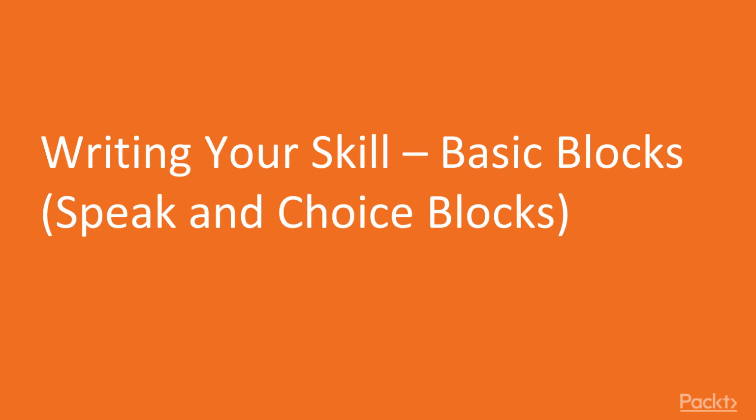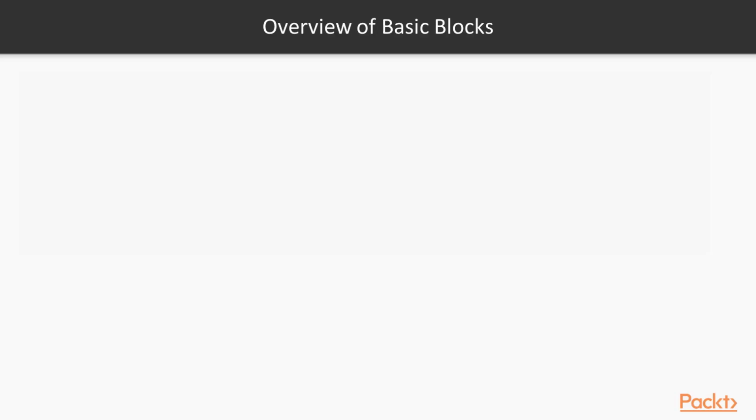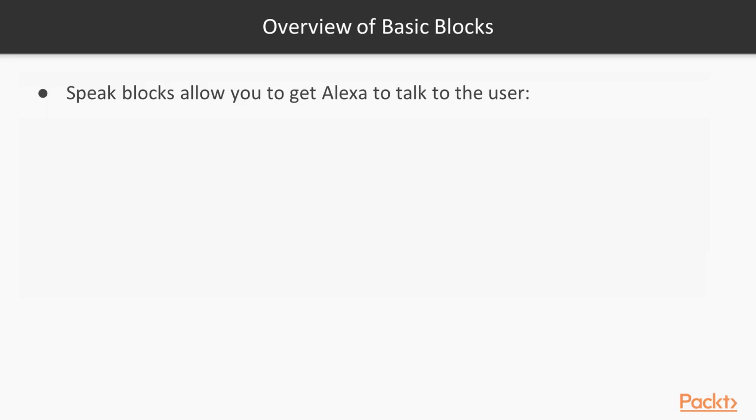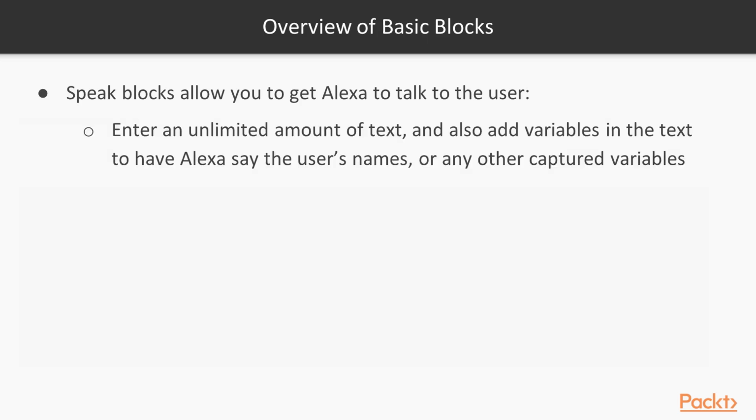We're learning the basic blocks, speak and choice blocks. So just a quick overview of the basic blocks. Speak blocks allow you to get Alexa to talk to the user. You can either enter an unlimited amount of text and even add variables into the text to have Alexa say the user's names or any other captured variable. We'll talk about this later. Choose from over 30 different Alexa voices.